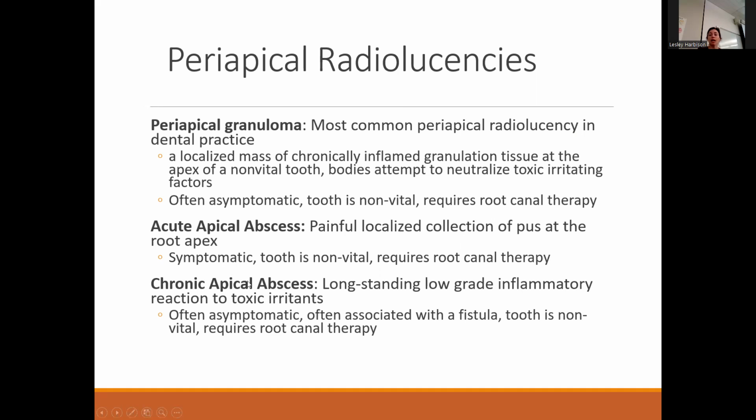And then if it's chronic, some people will have a radiolucency in their mouth for a super long time. They don't necessarily have a fistula, and they're not bothered by it. If it's been there for a while, they call it chronic: a long-standing, low-grade inflammatory reaction to a toxic irritant. Often again it's asymptomatic, it might not have any symptoms, and is often associated with a fistula. Sometimes they call a fistula a gum boil or a pimple.